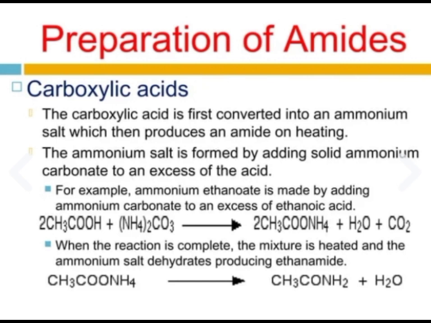2CH3COOH + (NH4)2CO3 = 2CH3COONH4 + H2O + CO2. When the reaction is complete, the mixture is heated and the ammonium salt dehydrates, producing ethanamide: CH3COONH4 = CH3CONH2 + H2O. So that was the preparation of amides from carboxylic acid.